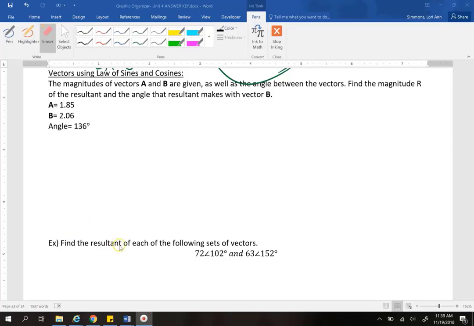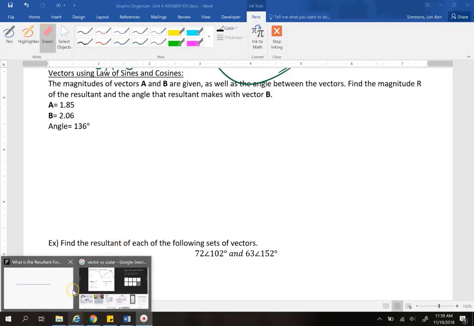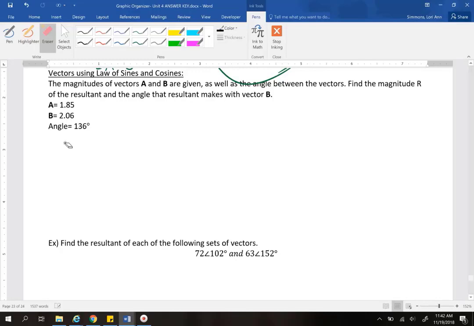Vectors using law of sines and cosines. The magnitudes of vectors a and b are given, as well as the angle between the vectors. Find the magnitude r of the resultant and the angle the resultant makes with vector b.